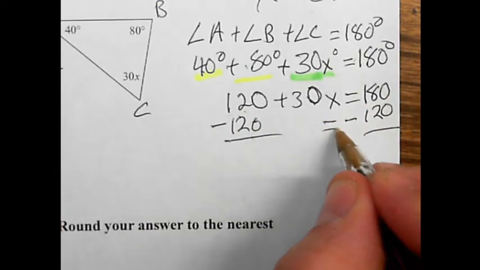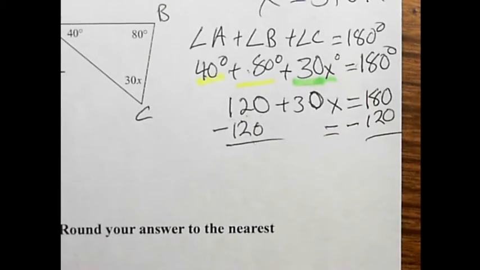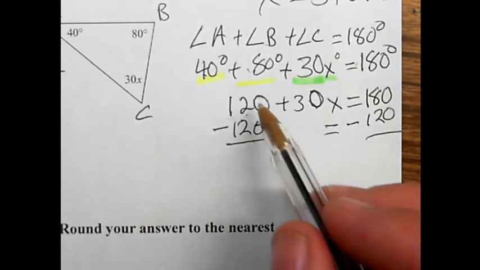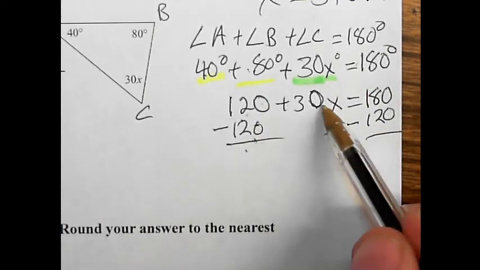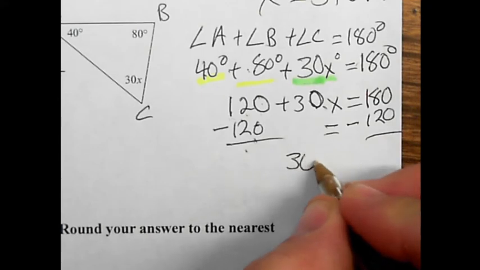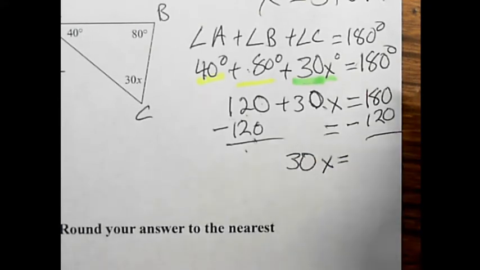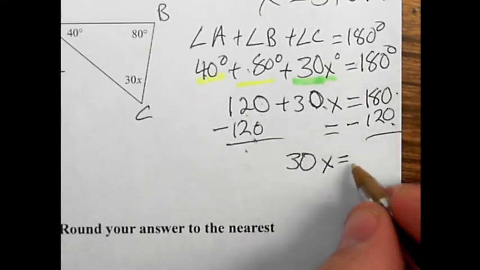And then whatever I do on one side of the equation, I have to do to the other side to keep it balanced. 120 minus 120 is 0. 0 plus 30x is just 30x. 180 minus 120 is 60.